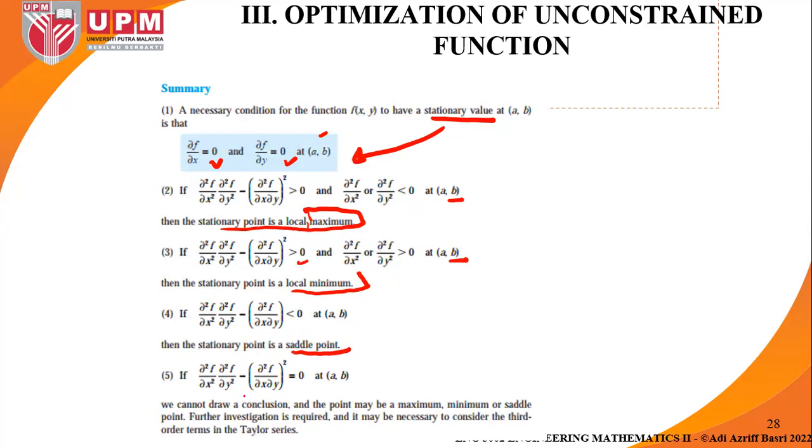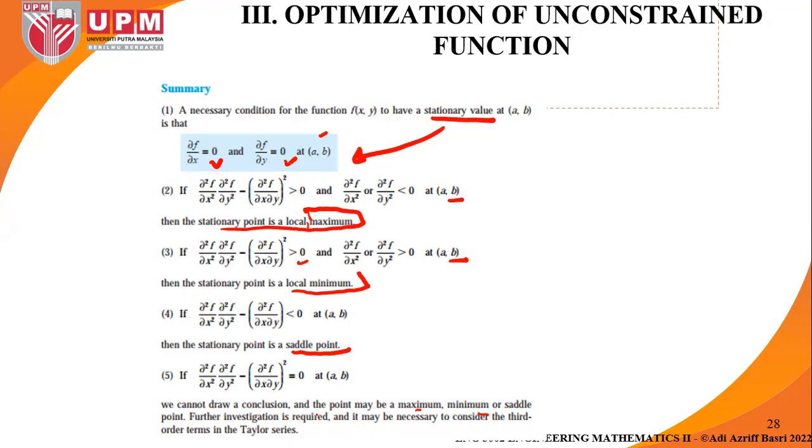And the last one, number 5, if these conditions are equal to 0 at A, B, we cannot draw a conclusion because the point may be a maximum, a minimum, or a saddle point. Further investigation is required, and it may be necessary to consider the third order term of the Taylor series.